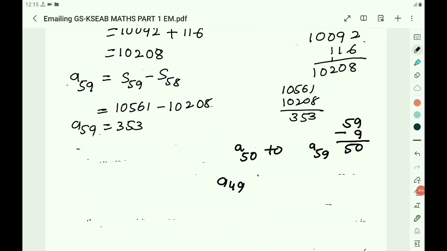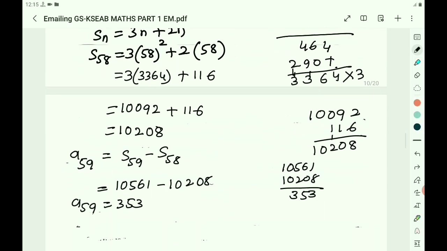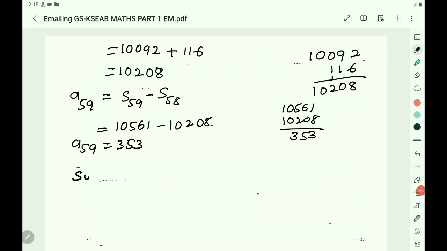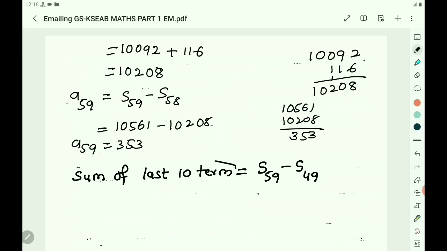Therefore, sum of last 10 terms equals S59 minus S49. Then you write: sum of last 10 terms equals sum of all 59 terms minus sum of first 49 terms. S59 minus S49 is nothing but the sum of last 10 terms.